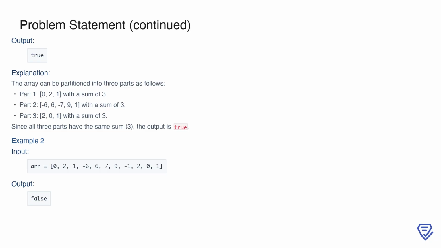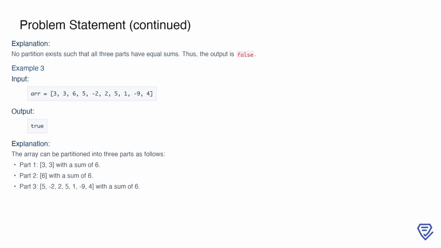Consider the next example. In the second example, the input array is 0, 2, 1, -6, 6, 7, 9, -1, 2, 0, 1. Here, the output is false because no matter how we attempt to partition the array, we cannot find three contiguous subarrays where all parts have equal sums. This highlights the importance of verifying not just the total sum but also the feasibility of dividing the array into exactly three contiguous sections with equal values. Let's look at one more example to reinforce this concept.